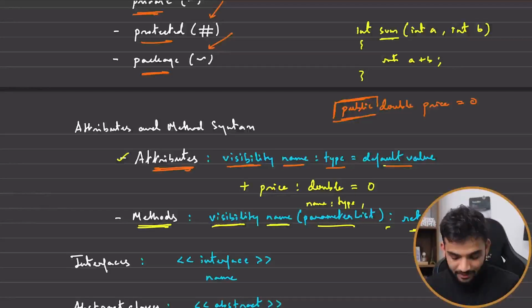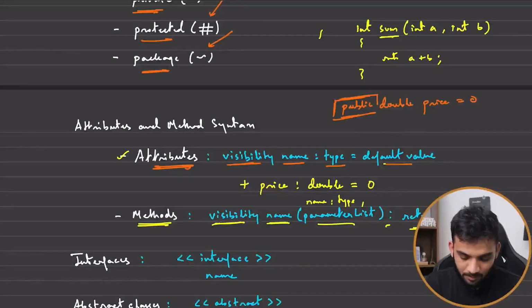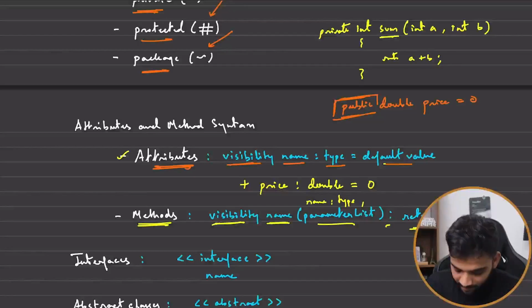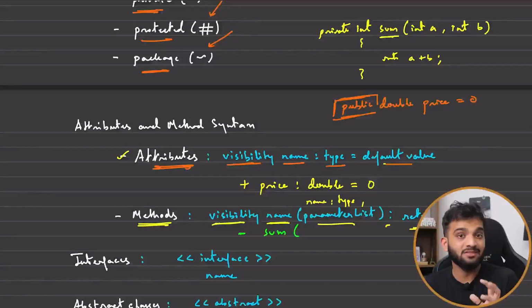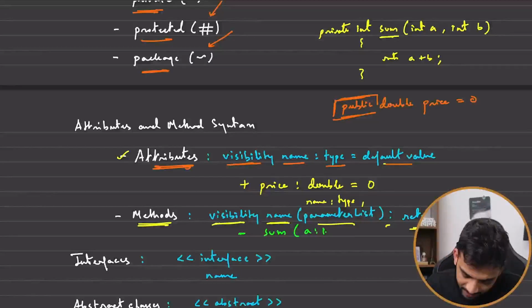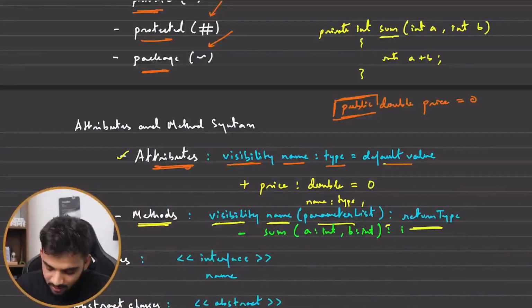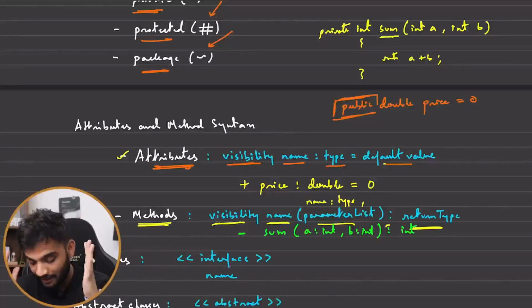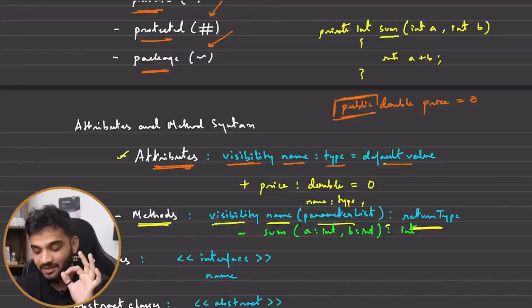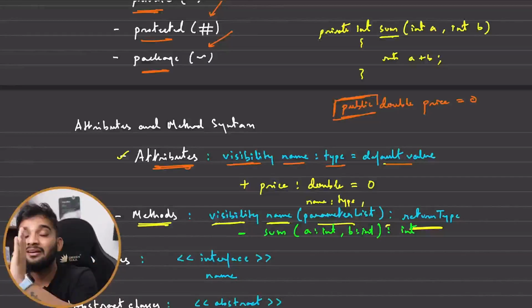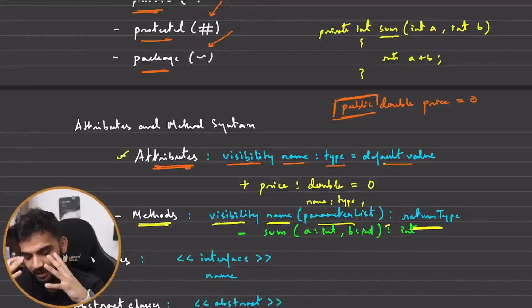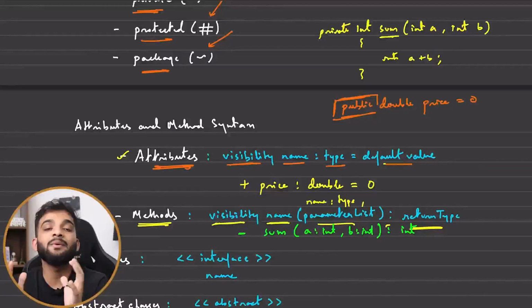So if I have to represent it, imagine this is private. So the visibility marker this time will be a minus. So I'll go ahead and write minus. The name is sum. So I'll write sum. The parameter list has two parameters, which is a integer, comma b integer, and the return type is int. So this is how you will be writing it. It could have been void as well. In that scenario, you will be writing void in the return type. Understood? If there is no parameter list, the parameter list will be empty.